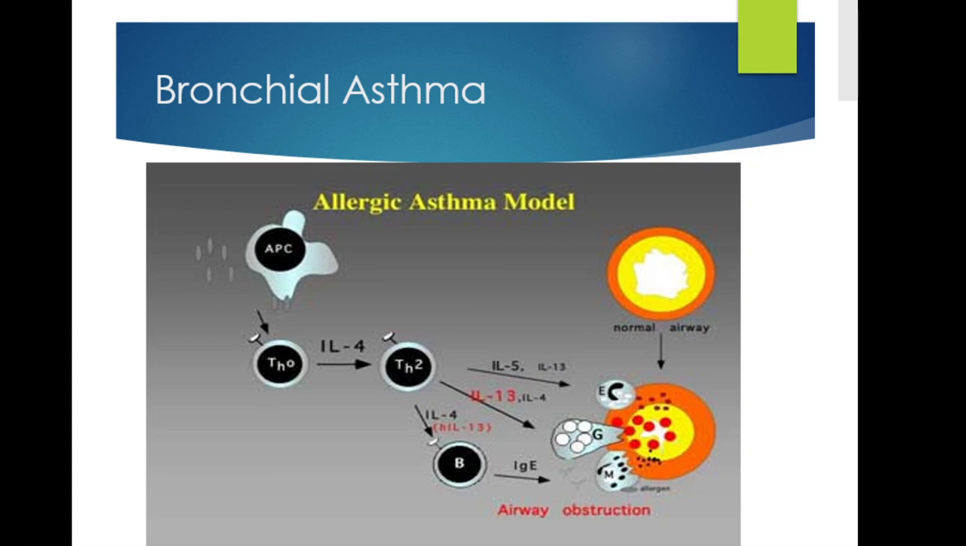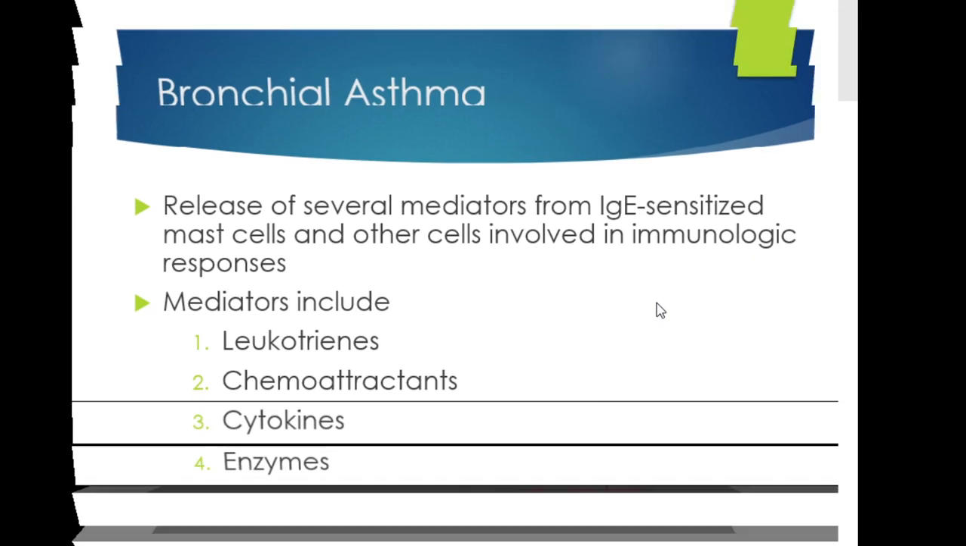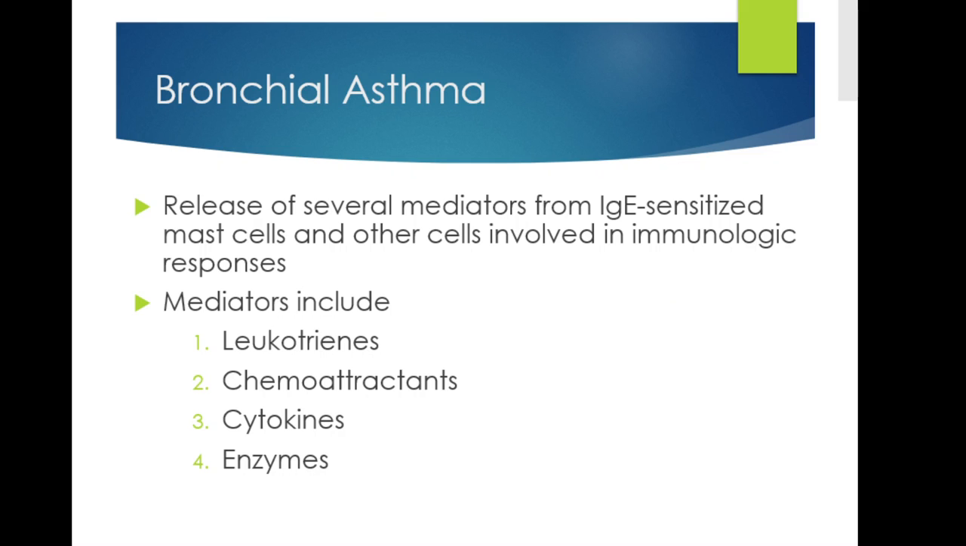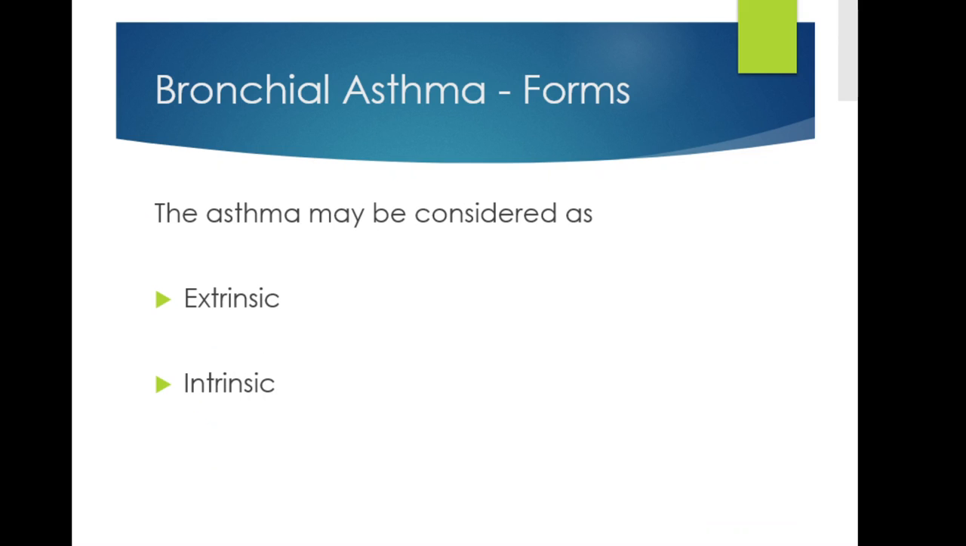So these allergens will cause bronchial obstruction by increasing the bronchial secretion and inflammation, which leads to narrowing of airways. There will be release of cellular mediators from IgE sensitized mast cells and other cells involved in immunological responses, and the mediators include leukotrienes, chemoattractants, cytokines and enzymes.